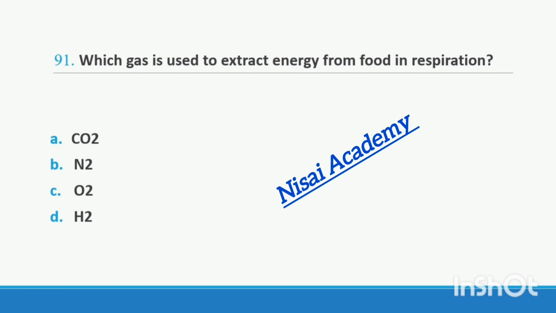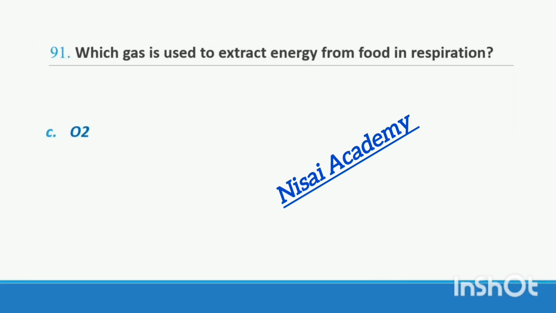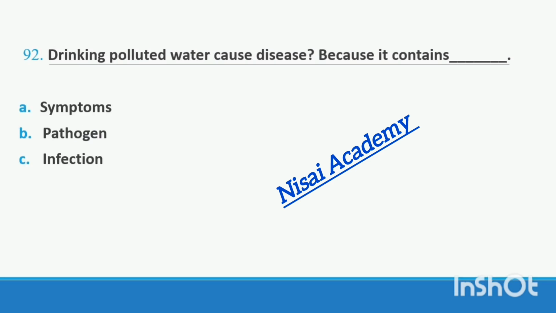Question 91. Which gas is used to extract energy from food in respiration? Option A carbon dioxide, option B dinitrogen, option C dioxygen, option D dihydrogen. Dioxygen gas is used to extract energy from food in respiration. Right, option C.